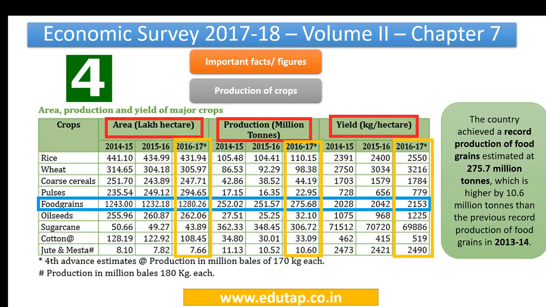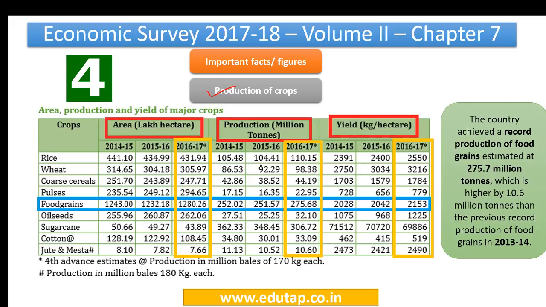Next, we come to the fourth part, the production of crops. Now, you can see here we have very clearly marked the data which is important for you. Don't get frightened by seeing this table, because there are so many numbers here. It might frighten you to the core. So don't get frightened. It is very simple.